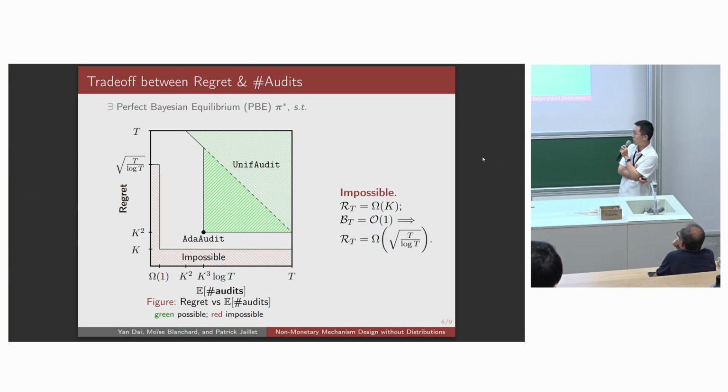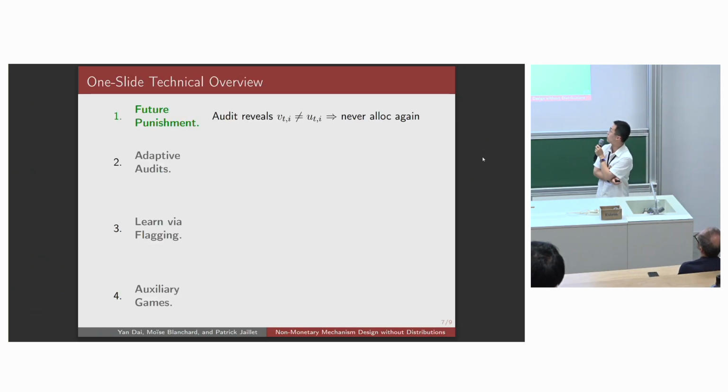We also complement with some impossibility results, saying that first of all, you cannot hope for zero regret. Second, you cannot hope for zero audits. And okay, cool, we managed to have 5 minutes for a one-slide technical overview. The first step is that because of the audits, we are able to impose some type of threats. We threaten all the agents that if you win and I audit and find that you are lying, then you are eliminated for all. I will never allocate to you again, no matter how much you report in the future.